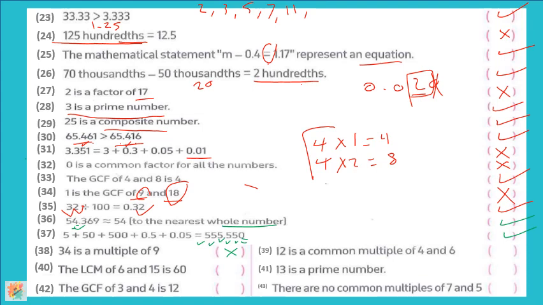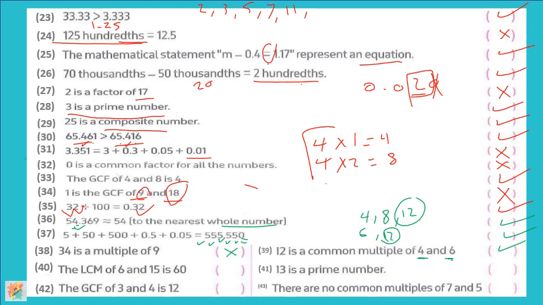12 is a common multiple of 4 and 6. والله لما نيجي نجيب table 4 هنلاقي فعلا 4, 8, 12، ولو مسكنا 6 هنلاقي فعلا 6, 12. فنلاقي فعلا 12 is a common multiple of 4 and 6.